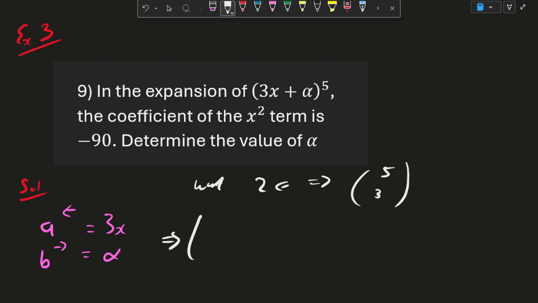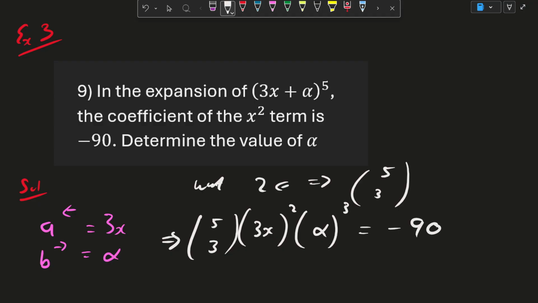So we can write that 5 choose 3 times (3x) squared, multiplied by alpha cubed, is equal to negative 90. Now 5 choose 3 is 10, multiplied by this, which is 9x squared, multiplied by alpha cubed. And so that should have a 9x squared in it, because it's the full term when we expand it.